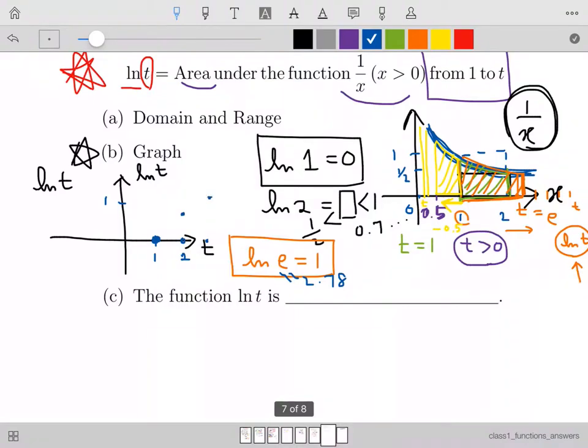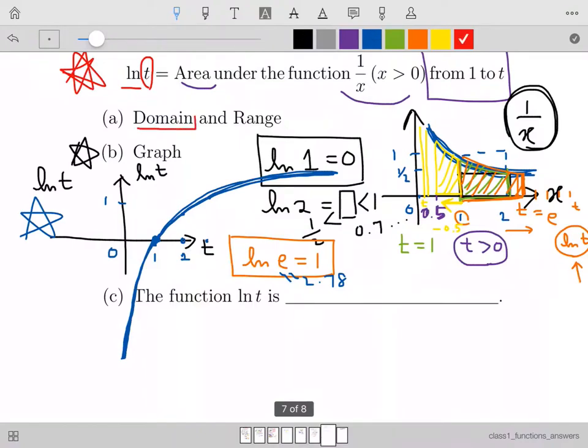And as t gets larger, this is getting bigger and bigger. And as t gets close to 0, I get more and more negative area. I have a steeper decrease. So this is the graph of ln t. That is very important. Memorize.